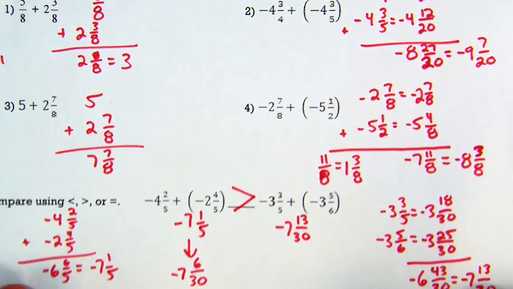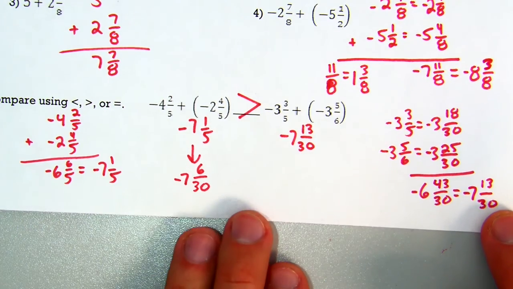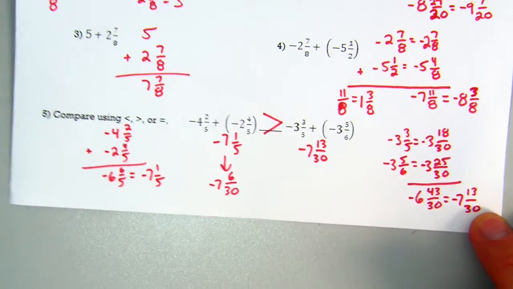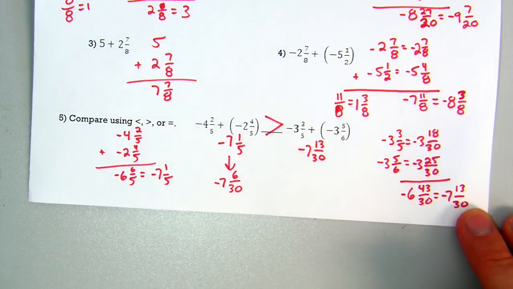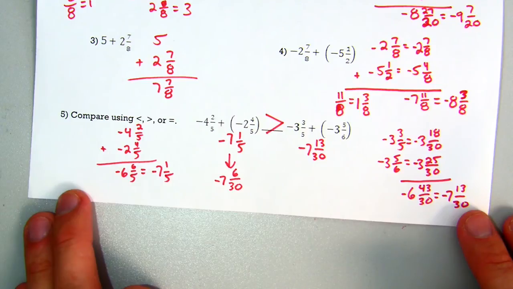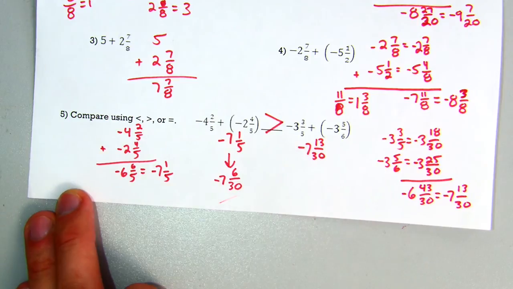And then your comparing problem at the end here. You should have gotten that the first expression there is greater than the second, and it turns out to be negative 7 and 6/30 is greater than negative 7 and 13/30. Yes, they both have negative 7s there, but we see that our negative 6/30 is actually a greater value than our negative 13/30. Not by much, but just by a little bit.